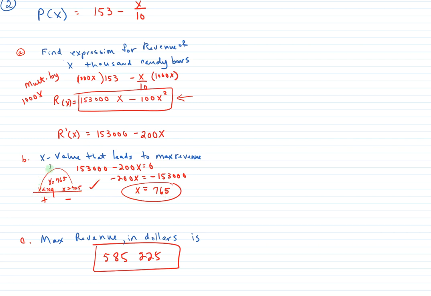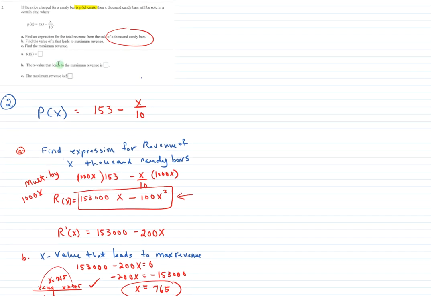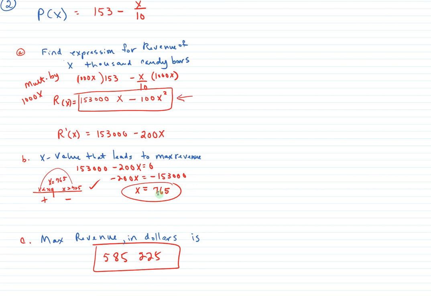That does prove to be a max. So that is the x value, and the max revenue in dollars is 585,225 if we plug 765 back into our original. So let's see up here. Find the max revenue. They wanted to know what R of x is. That's this. The x value that leads to that is 765, and then the max revenue, when you plug this into R, you get this. So we break it into steps.